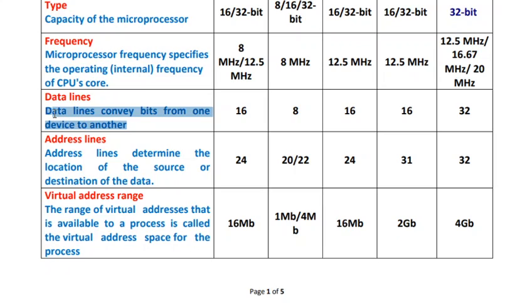Likewise, address lines. Address lines are lines that determine the location of the source or the destination of the data. So this is very much important. Address line determines the location of the source or the destination of the data. Data lines are bidirectional lines, whereas address lines are unidirectional lines.